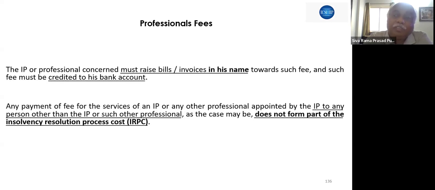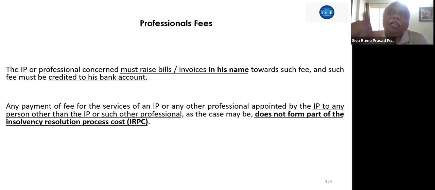The IP and the professional must raise bills and invoices in his name only towards such fees, and such fees must be credited to his bank account. Once you are taking the services of a particular service provider, the invoices are to be raised in their name only. But what is happening? Any payment of fees for the service of any IP or other professional appointed by the IP, to any person other than the professional concerned, does not form part of the insolvency process. Some IPs are booking in his own name and giving some amount to them, which is not correct. The professional concerned must raise the bills and invoices in his name towards such fees, and such fees must be credited to his bank account.